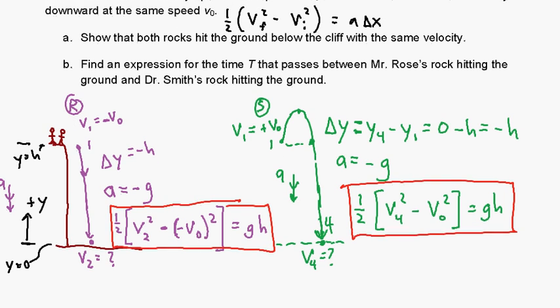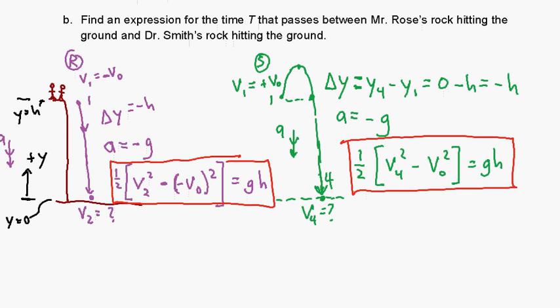Yep. There we go. Okay. So what you could say is, by inspection, and I guess if you're going to say V2 equals V4, you really ought to specify which one. So velocity of Rose's rock final is going to be equal to velocity of Smith's rock final.